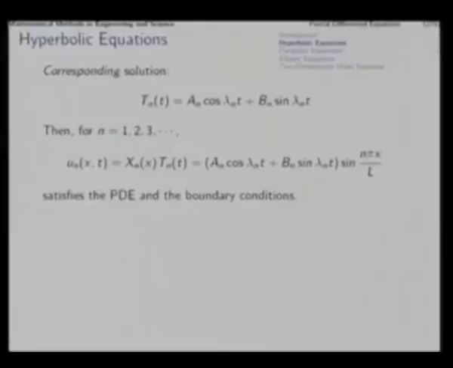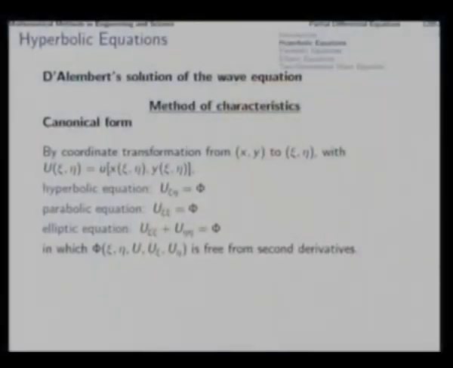So, now the physics insight of the problem becomes clear when we consider another alternative method of solution of this particular problem, and that is the D'Alembert's solution of the wave equation. Method of characteristics is a competing method to solve partial differential equations, and it has greatest utility in the case of hyperbolic equations.